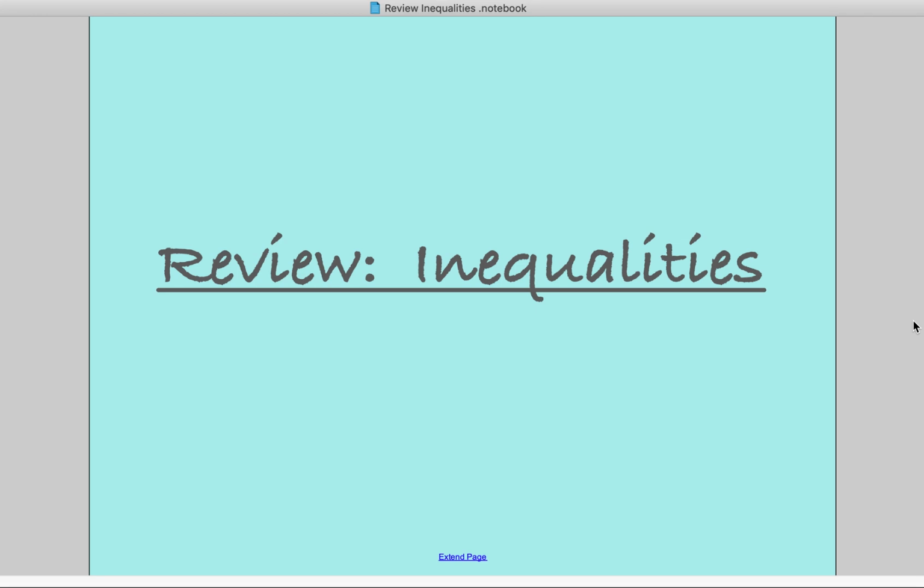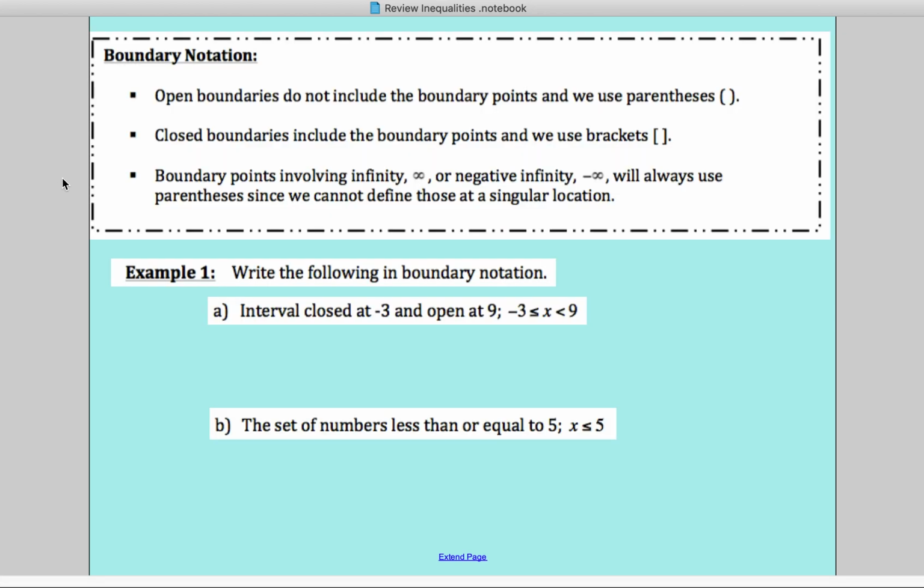Before we go ahead and actually start solving inequalities, we need to recall how to write our final answer. When we solve inequalities, we write the final answer using boundary notation. This is also sometimes referred to as interval notation, because it tells you the interval which the solution is on.